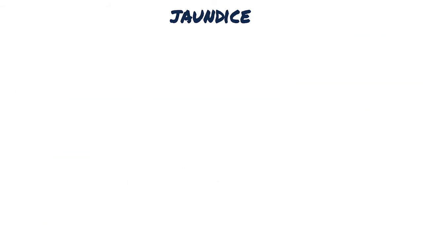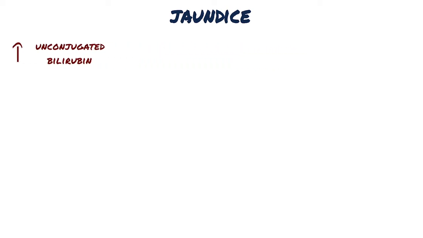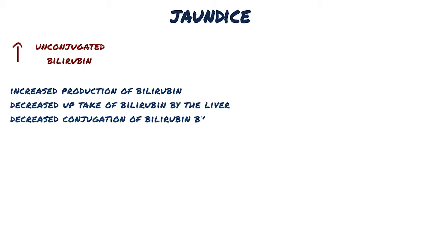Jaundice, where the sclerae and skin turn yellow, occurs due to an increase in either conjugated or unconjugated bilirubin in the circulation. For unconjugated bilirubin to increase, there must be either increased production of bilirubin, decreased uptake of bilirubin by the liver, or decreased conjugation of bilirubin by the liver.